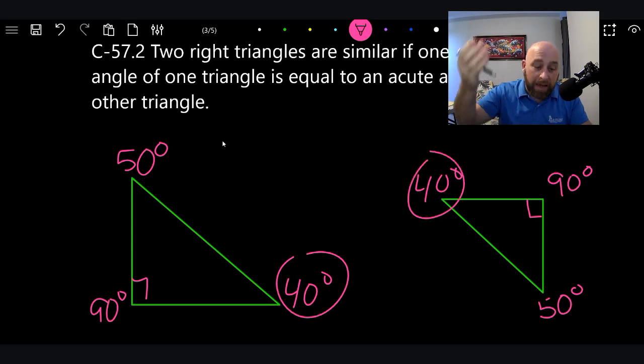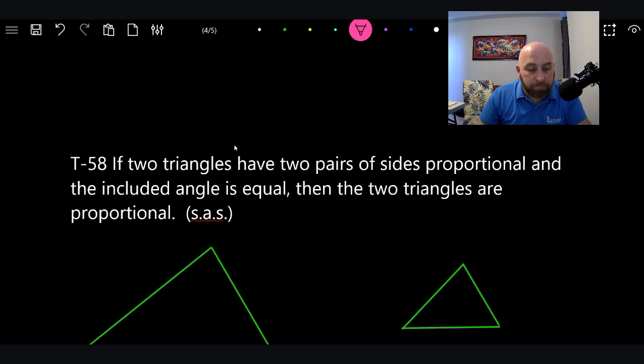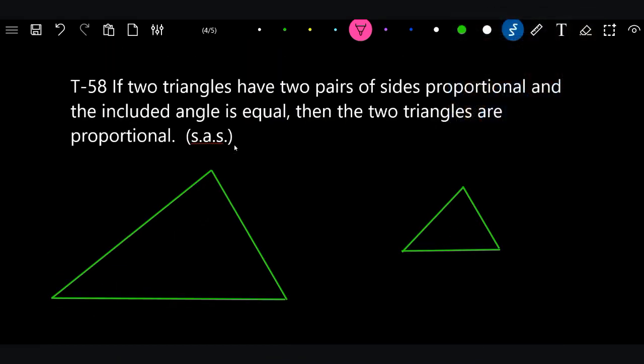And so that one has to be equal. So then we go back to the corollary 57.1 and then ultimately back to the theorem 57 that all three have to be equal. So it's kind of neat. Corollary 57.2, you only need one if it's a right triangle. Corollary 57.1, you need two if it's just a regular triangle, because you then have the third angle, which then would prove the theorem 57. Okay? All right, theorem 58.